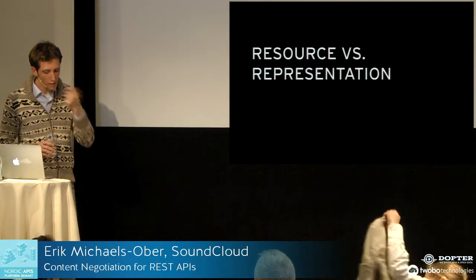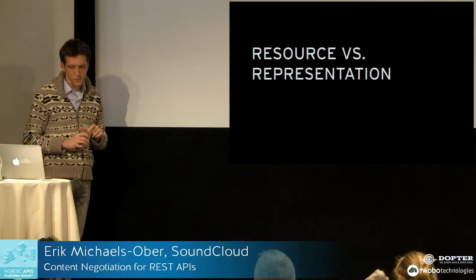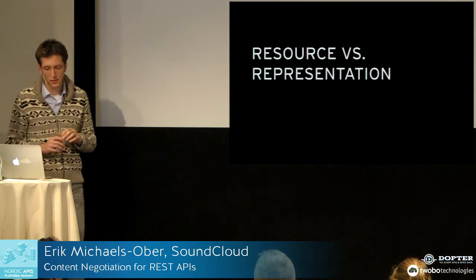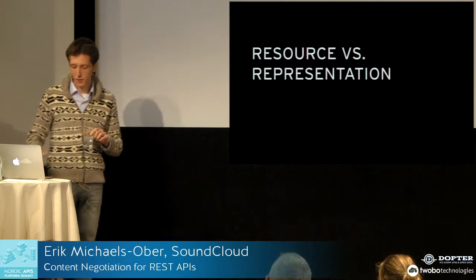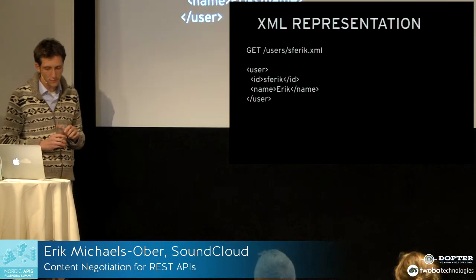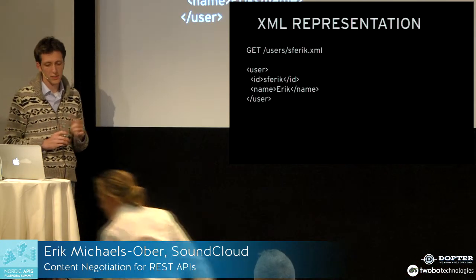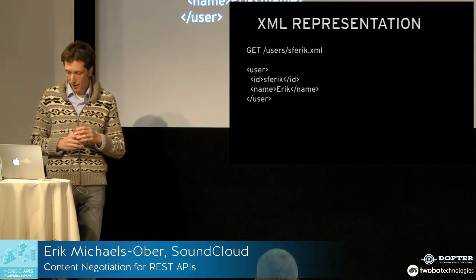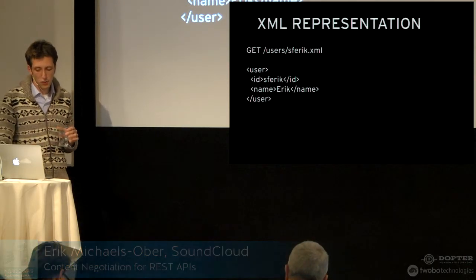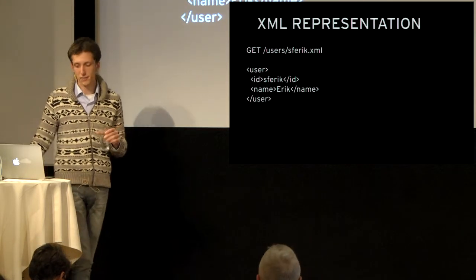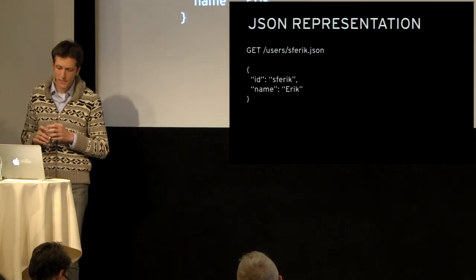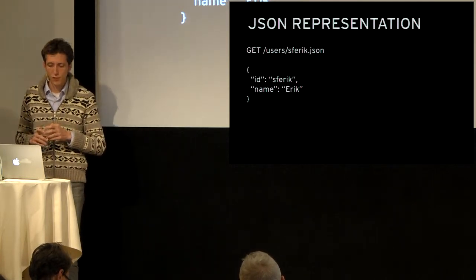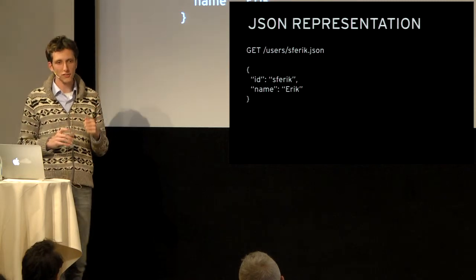So how do we get rid of file name extensions? You need to understand the difference between resources and their representations, right? On the web, we can have the same resource. Here's an example. This is an XML representation of me on some service. And you can represent that same user in an entirely different format, right? Here's a JSON representation of the exact same data. And I would argue that these two representations of the same resource should have the same URI, right?